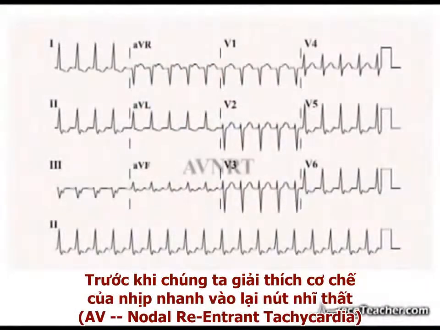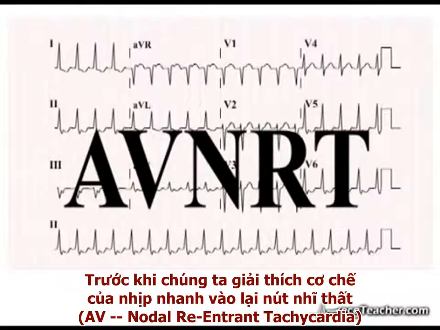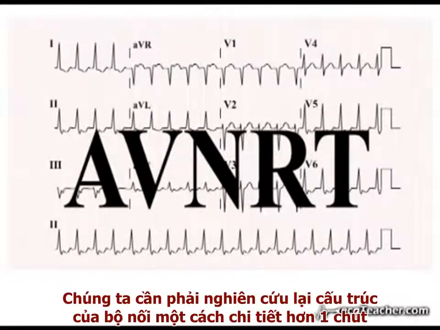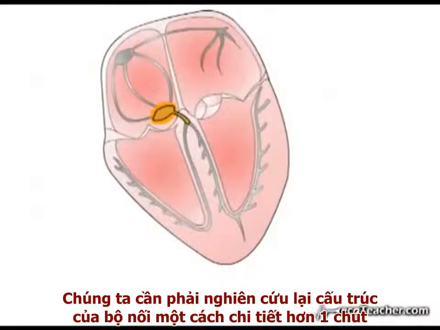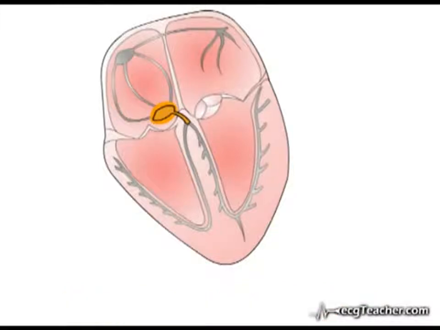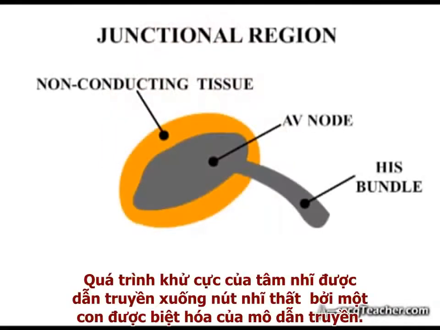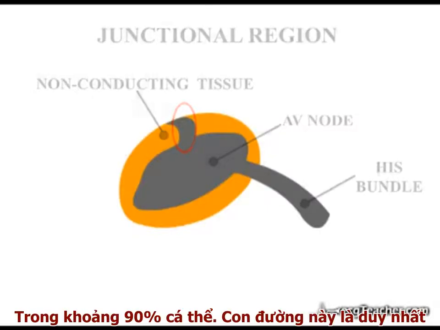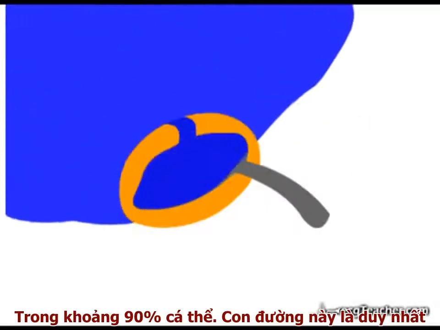Before we go on to explain the mechanism of AV nodal reentrant tachycardia, we need to look at the structure of the junctional region in a little more detail. Atrial depolarization is conducted into the AV node by a specialized tract of conducting tissue. In 90% of individuals, this tract is singular.